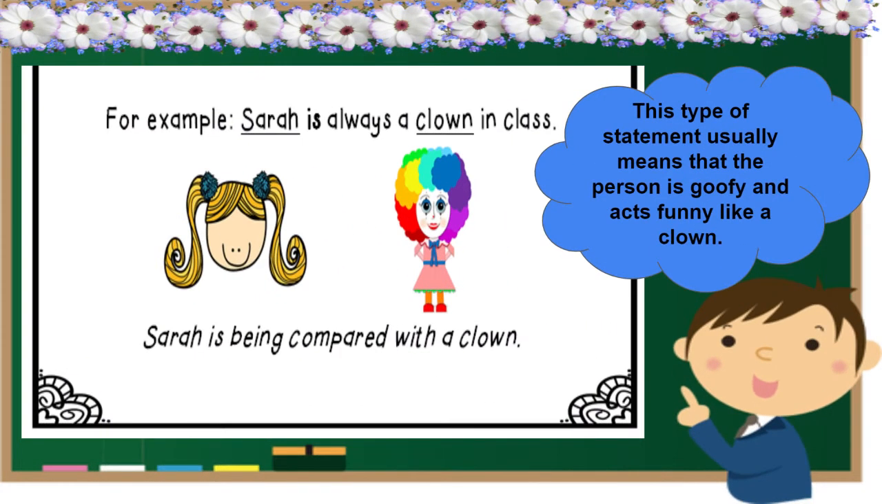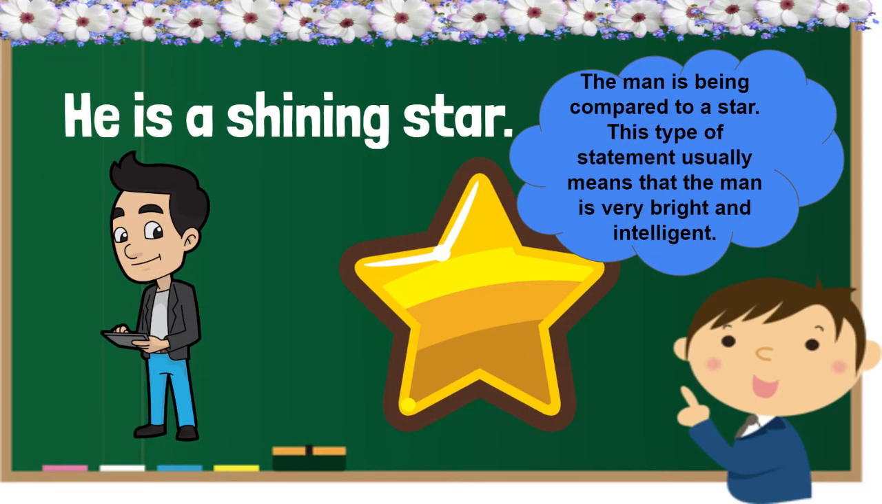Sarah is always a clown in class. Sarah is being compared with the clown. This type of statement usually means that the person is goofy and acts funny like a clown. He is a shining star. The man is being compared to a star. This type of statement usually means that the man is very bright and intelligent.